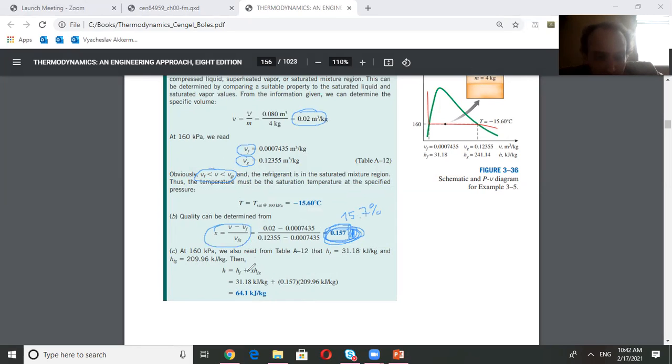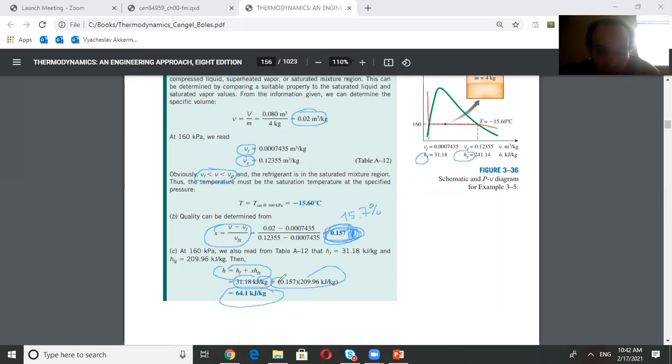So for instance, I want to find specific enthalpy. How can I get it? Here is my formula. I can get HF, I can get AG. So I get this value, this, and calculate. And eventually, here my enthalpy is 64.1 kilojoules per kilogram. Does it make sense for you? Will you be able to do it?